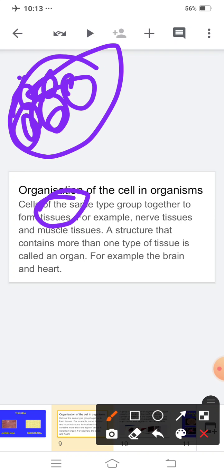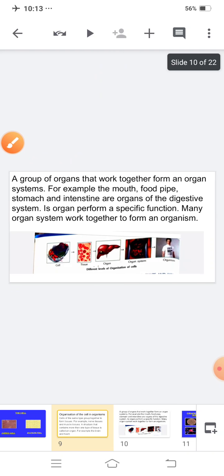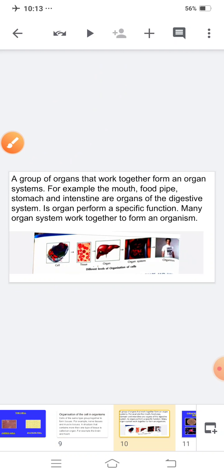A structure that contains more than one type of tissue is called an organ. Clear? For example, the brain and the heart. Now, a group of organs that work together forms an organ system. If your organs perform together, what are they known as? They are known as an organ system. For example, the mouth, food pipe, stomach, intestine. They all are organs of the digestive system.